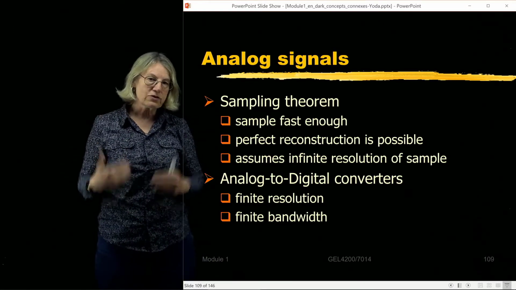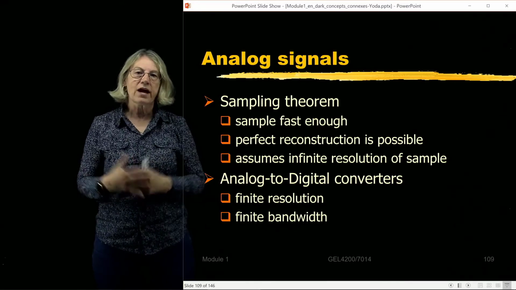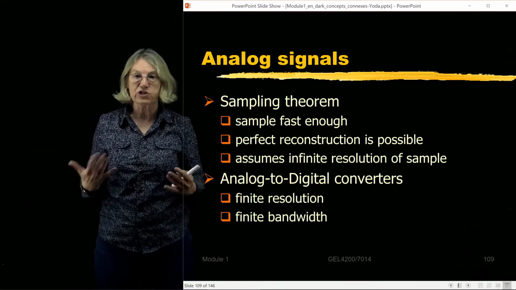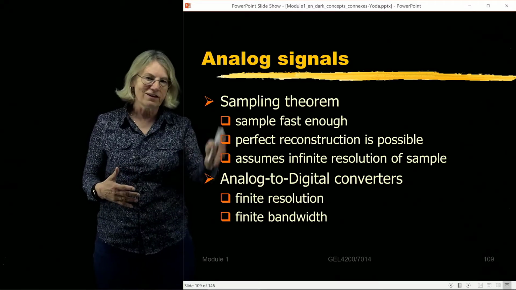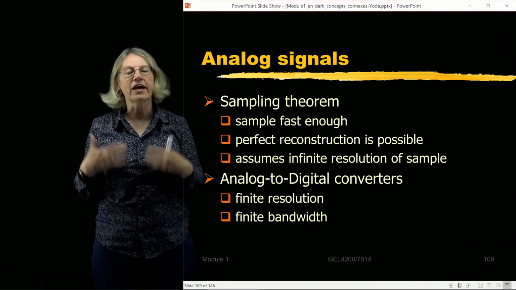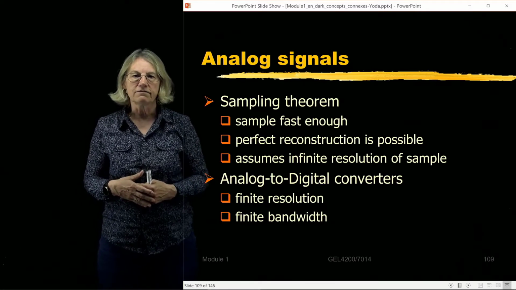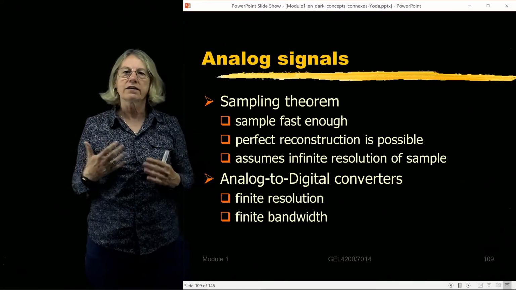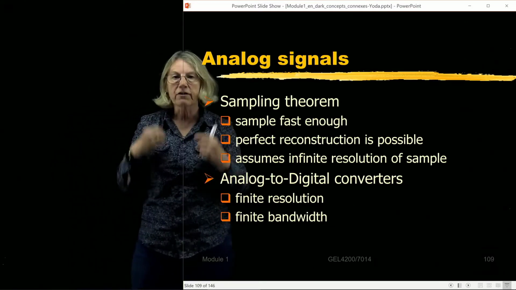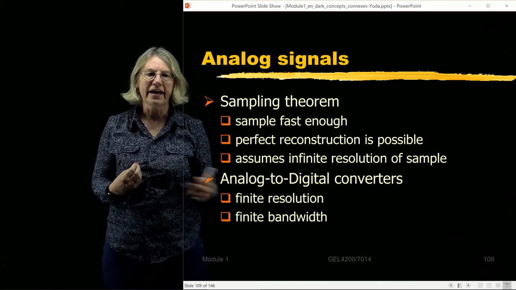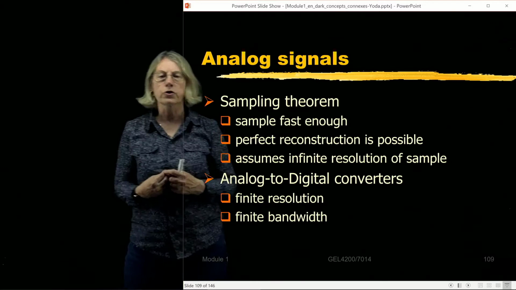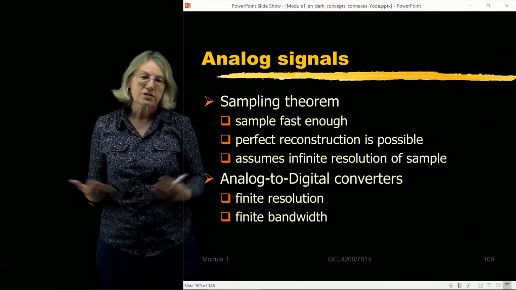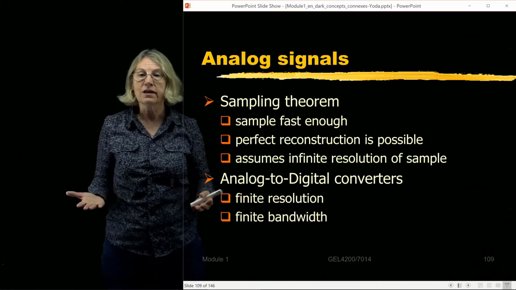And when we transmit information, we're not going to be able to have infinite resolution. In fact, that's going to be one of our design choices: how much resolution do we need in order to have a good recovery of the original signal. So all of these issues are addressed by a device that we call an analog to digital converter, or an ADC.